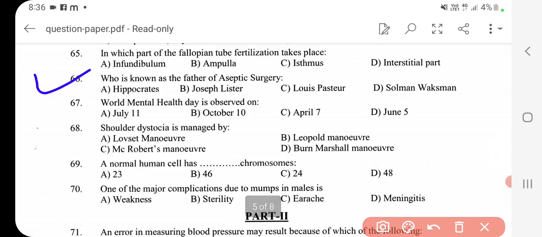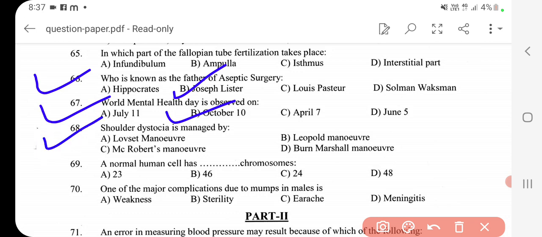66. Who is known as the father of aseptic surgery? Hippocrates, Joseph Lister, Louis Pasteur, Selman Waksman. So right answer is Joseph Lister. Next, 67. World Mental Health Day is observed on 11th July, 10th October, 7 April, and 5th June. So right answer is 10th October.